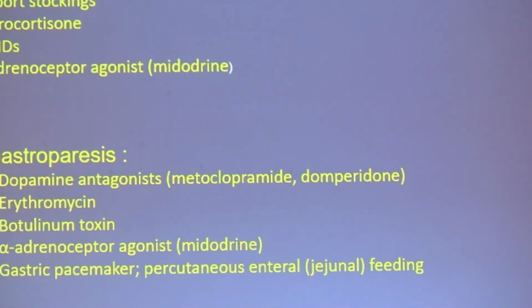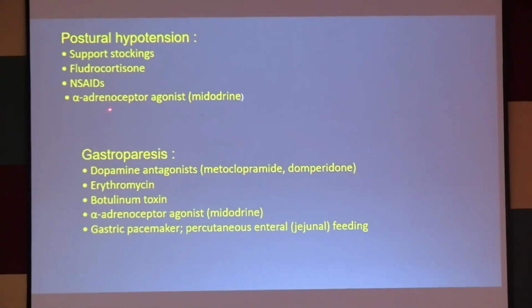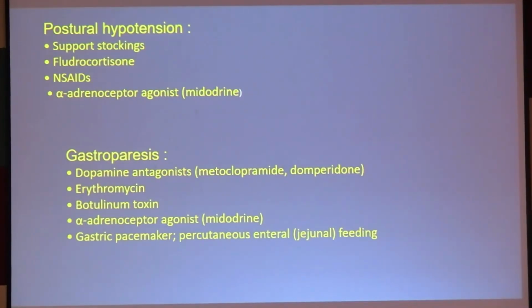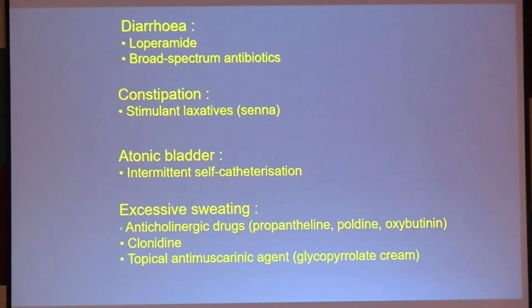Then postural hypotension: supportive stockings, fludrocortisone, NSAIDs, and alpha adrenoceptor agonist, midodrine. Gastroparesis: dopamine antagonist like metoclopramide, domperidone, erythromycin, botulinum toxin, and alpha agonists like midodrine. Gastric pacemaker. Diarrhea: loperamide, broad spectrum antibiotic like rifaximin.